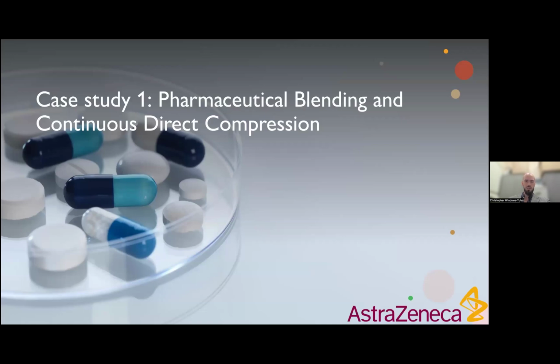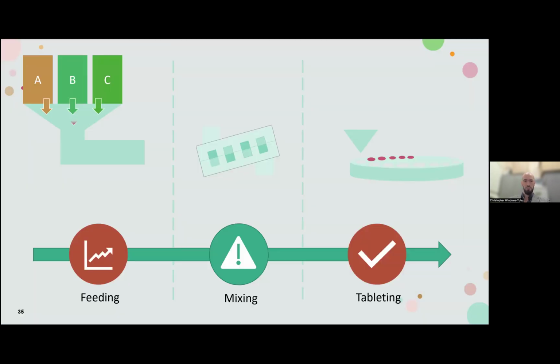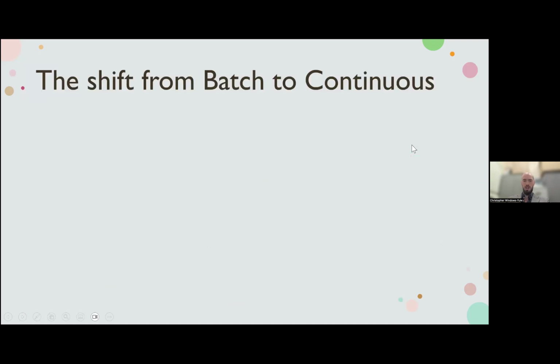So the first case study I'm going to talk you through is some work we did with AstraZeneca looking at pharmaceutical blending and continuous direct compression. As I say, it's a mixing problem, but it is a powder mixing problem. For those who aren't familiar with the pharmaceutical industry, continuous direct compression is a beautifully simple process. You feed all the different components of your tablet, so your active pharmaceutical ingredient or API, then one or more excipients and lubricants and bulking agents, whatever else you want to make it into a tablet. You feed these all in together, you pass them through a blender, and then you compress them into a tablet.